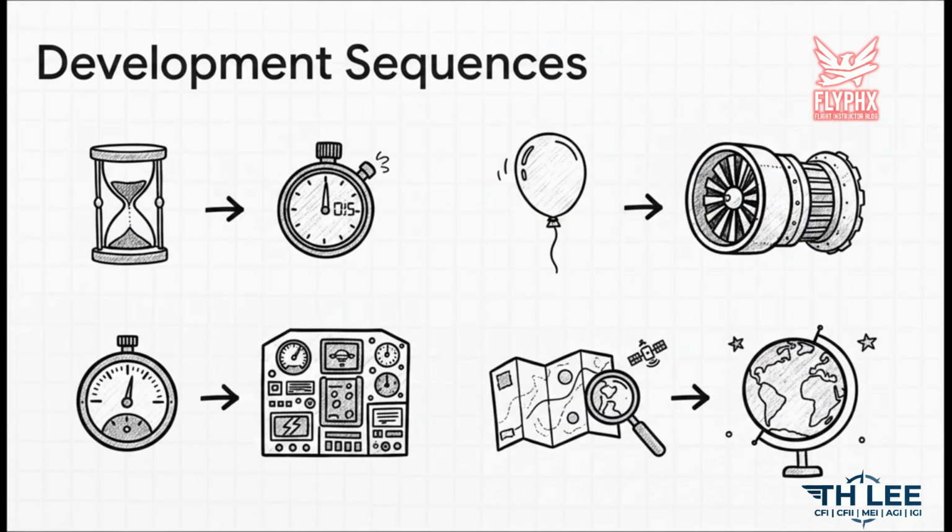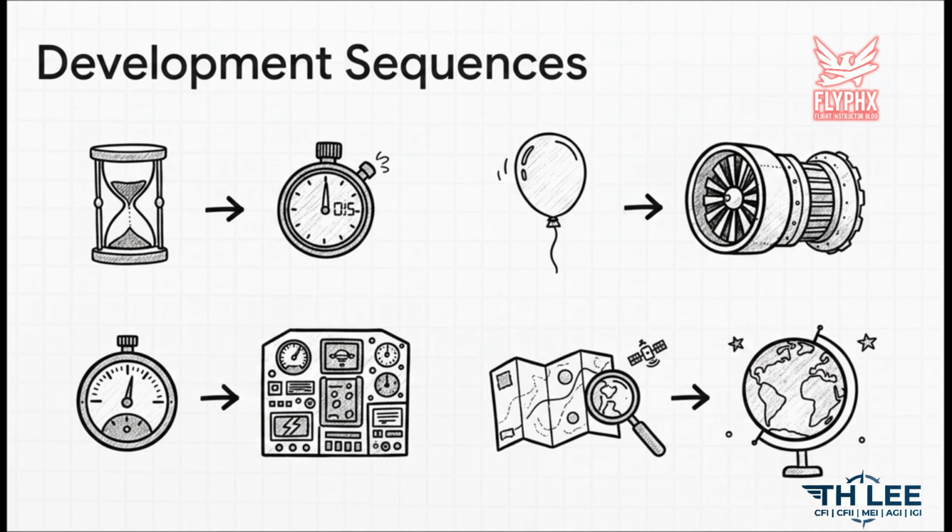Okay, so once you've properly introduced the lesson, you move right into the development phase. This is where you have to logically sequence the material so your student can build their understanding block by block. You've got a few options here. You can go chronologically, like teaching the history of radio navigation from past to present. Or you can go simple to complex.